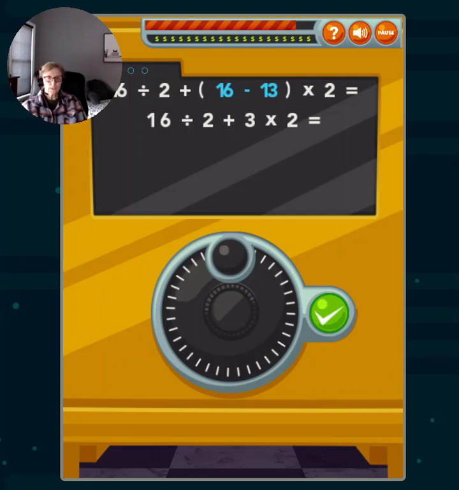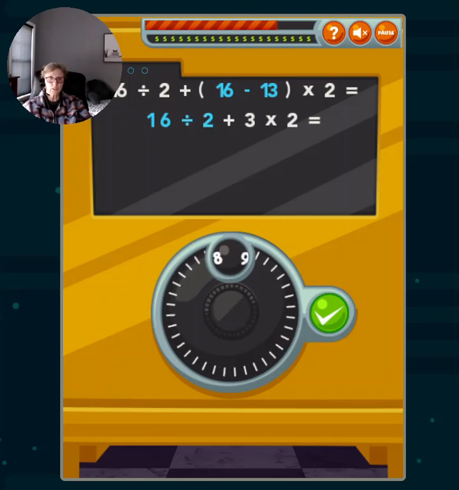So we now have 16 divided by 2 plus 3 times 2. That's really loud music. So I'm going to turn that down. You can turn it back up when you go. So I've got parentheses done. I don't have any exponents. So now I have to do multiplication and division going left to right. So 16 divided by 2 plus 3 times 2. Going left to right, that means I should do 16 divided by 2 next.